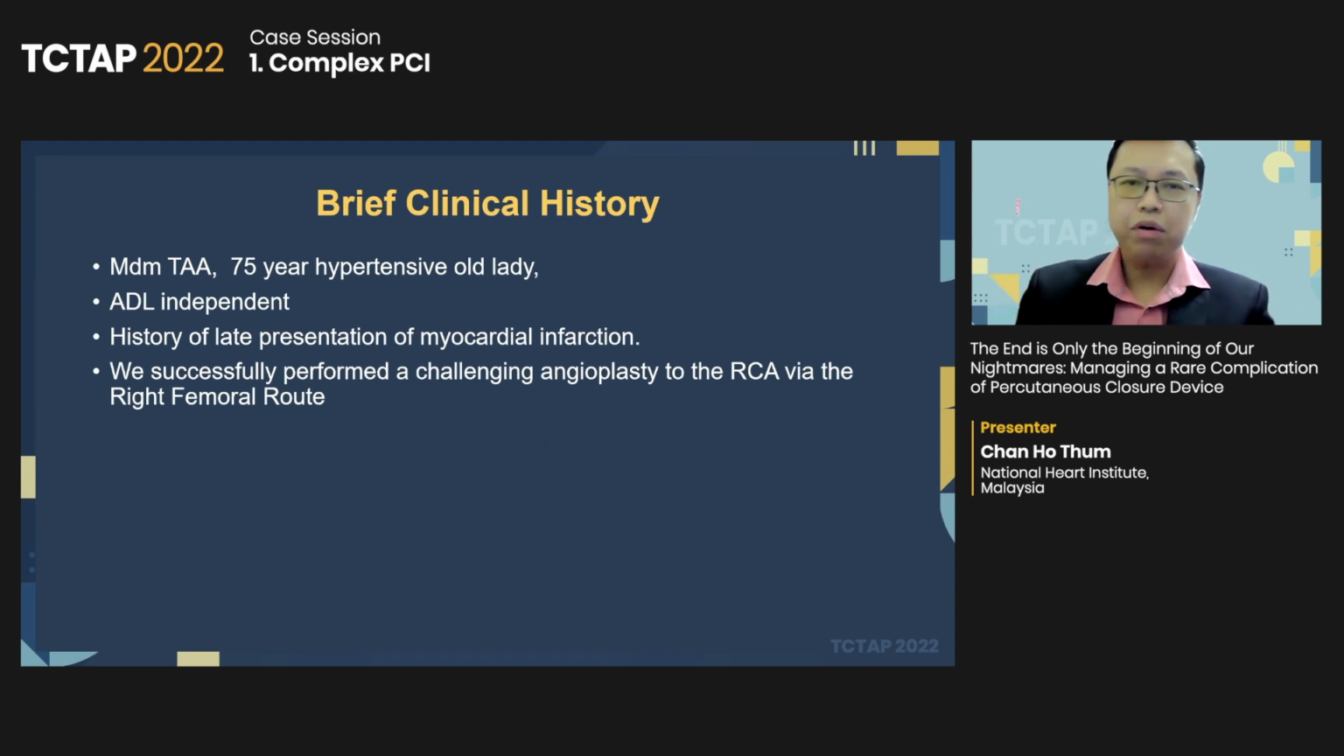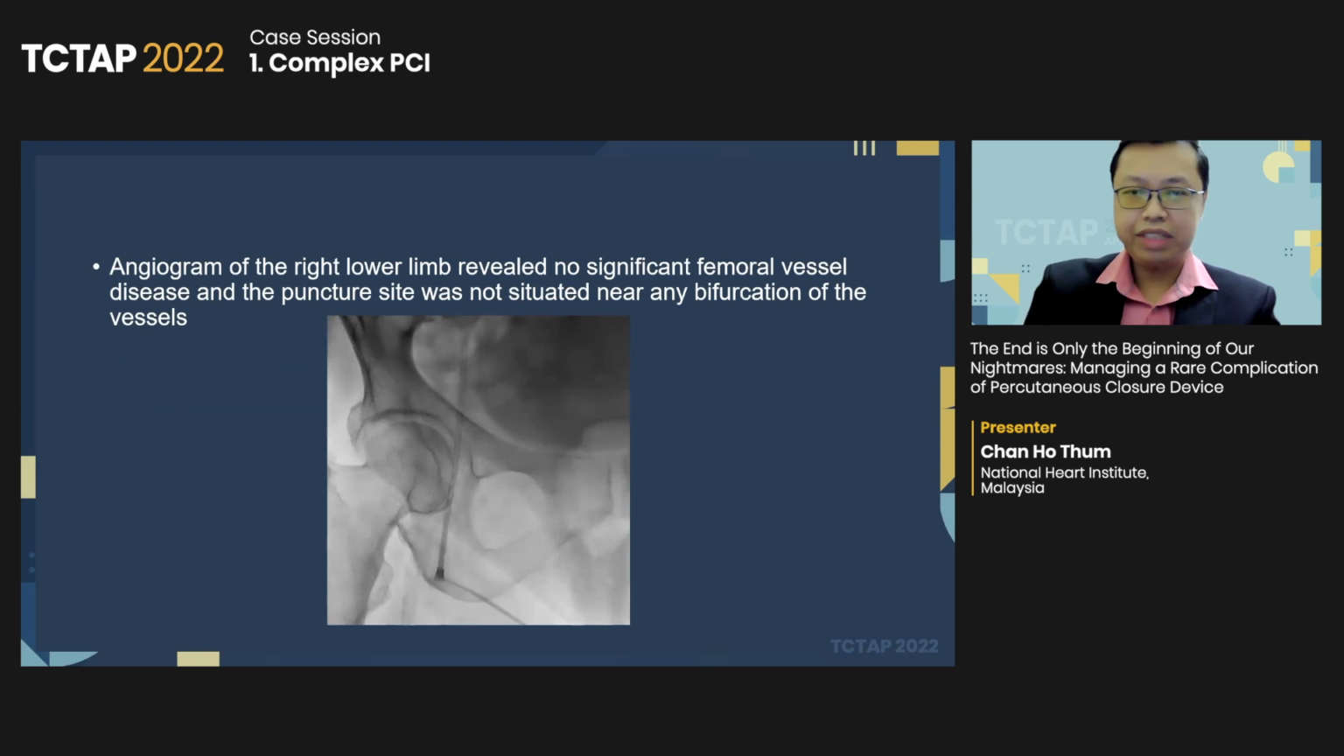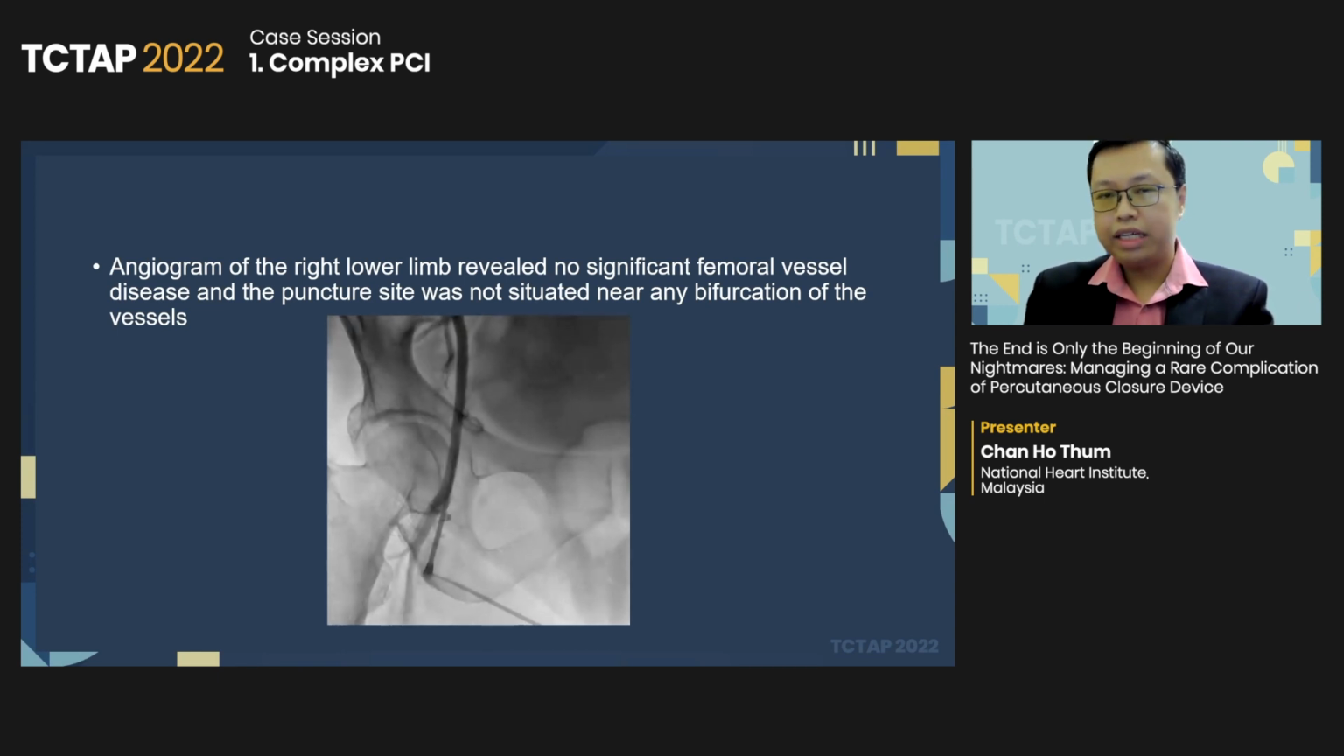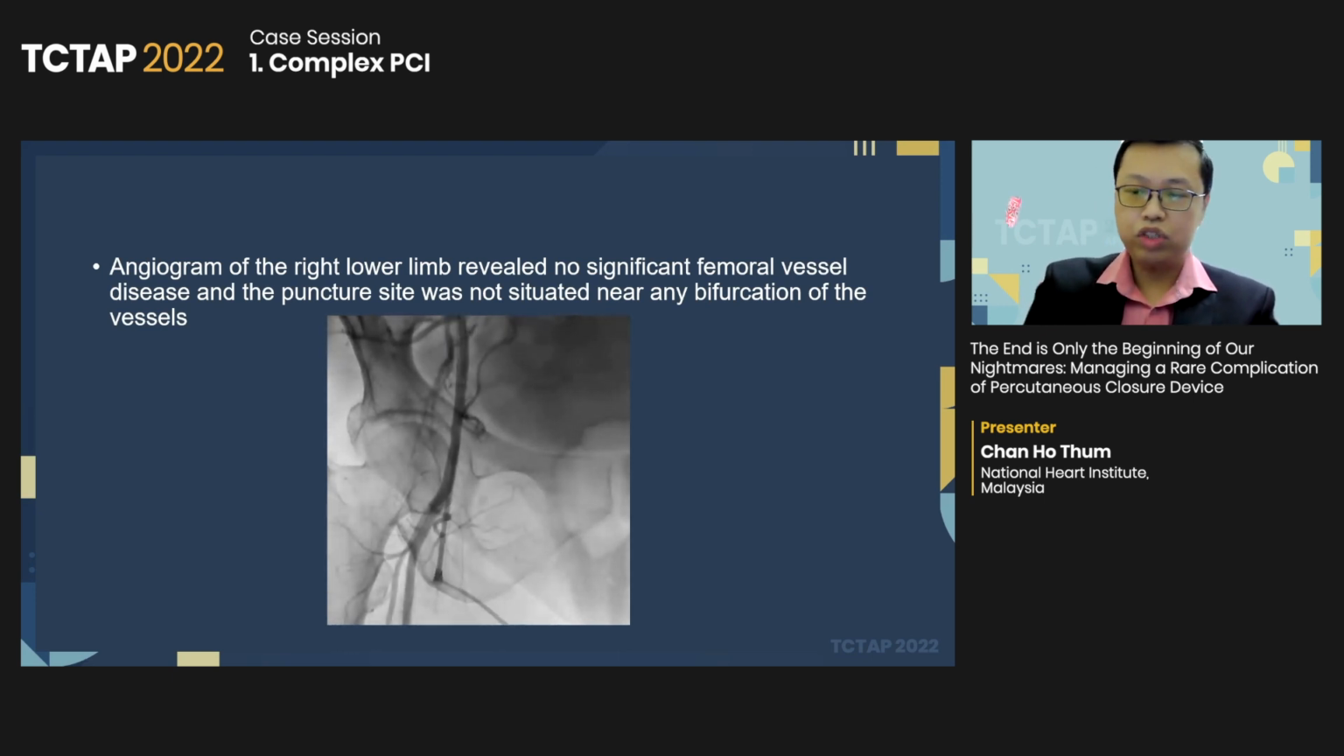We have a 75-year-old lady who is hypertensive but otherwise very ADL independent. She presented with a late presentation of myocardial infarction. Coronary angiogram revealed three-vessel disease, and we successfully performed a challenging angioplasty to the right coronary artery via the right femoral route. Prior to closure, we did an angiogram to assess the status of the femoral artery. As you can see, it is not diseased. The puncture was not at the bifurcation site, and it's not too small a vessel. So there's no contraindication to percutaneous closure.